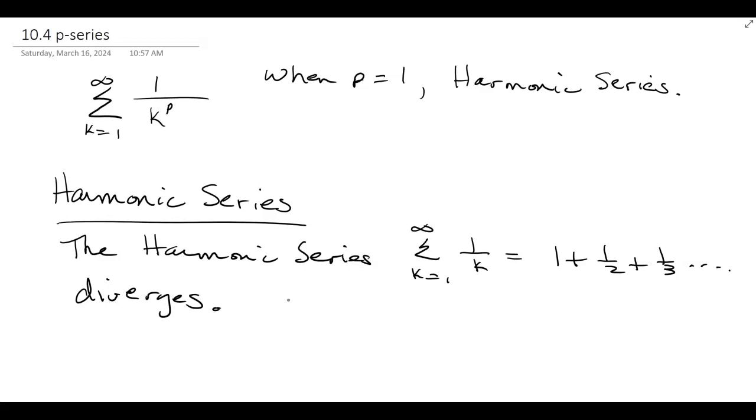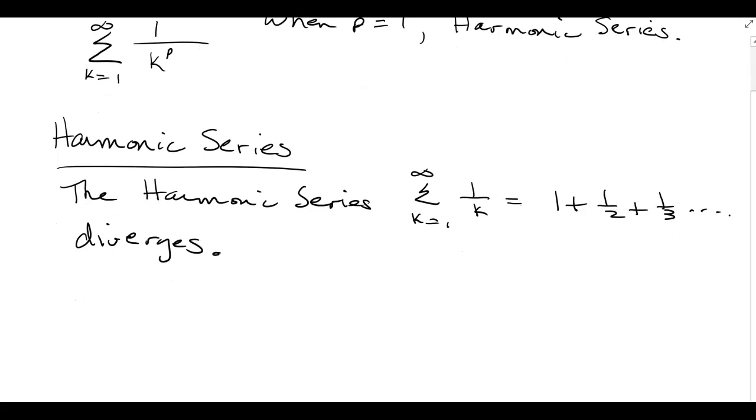Even though the terms approach 0, the series, because you're adding all of them together and it doesn't quite approach 0 fast enough, like we saw in 1 over k squared, this series diverges. This is a very, very special case of our p-series.